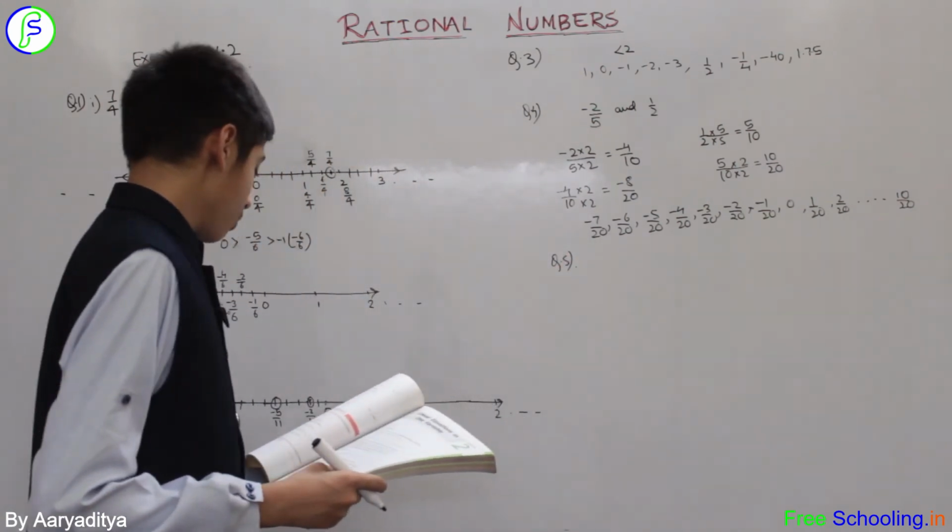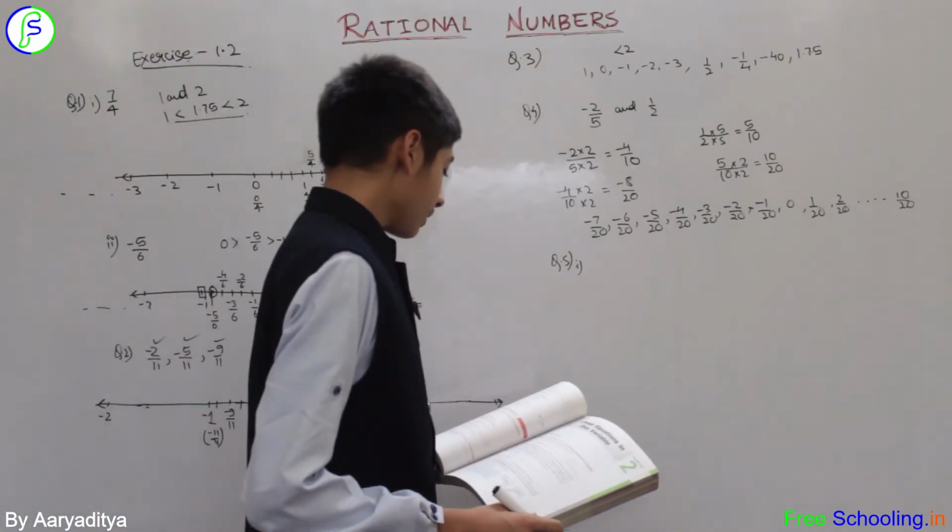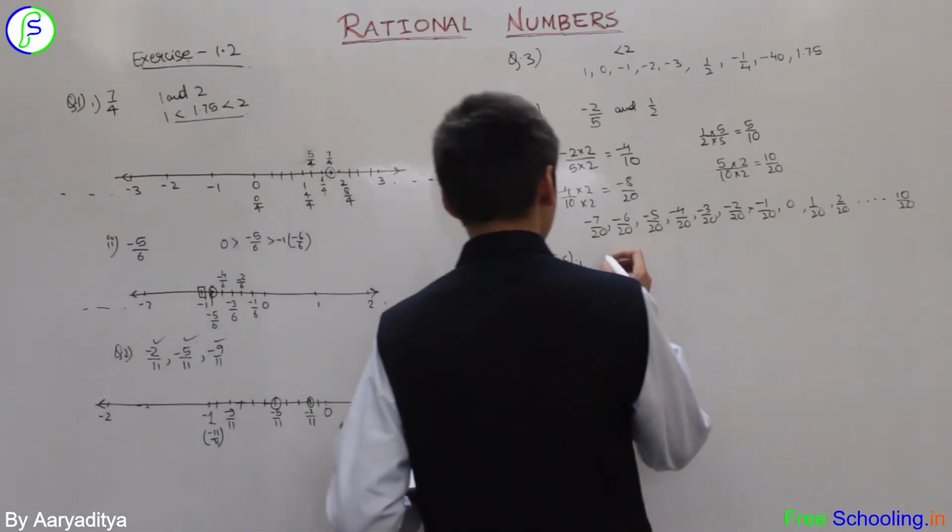Let's move to question number 5. The first part says find 5 rational numbers between 2 by 3 and 4 by 5.